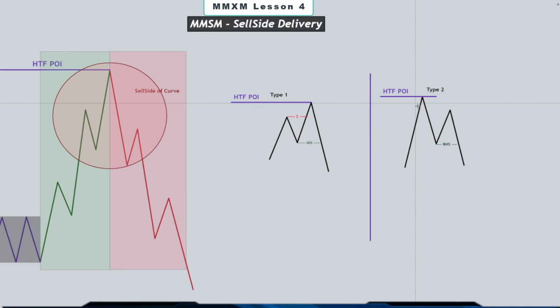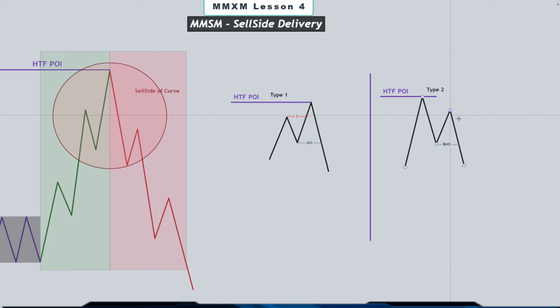Type 2 is when market fails to take the liquidity, reaches the higher time frame point of interest, creates a lower high, and then breaks below the recent swing low and gives you the break in market structure shift. This one is low probability compared to type 1, but once we have a change in state of delivery or a break in market structure, we can look for a few other things to give us extra confluence or confirmation.